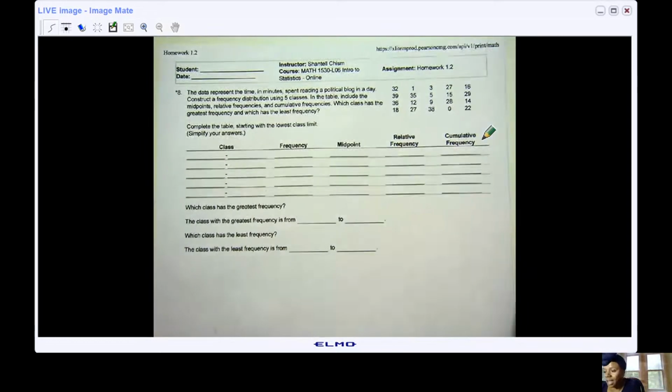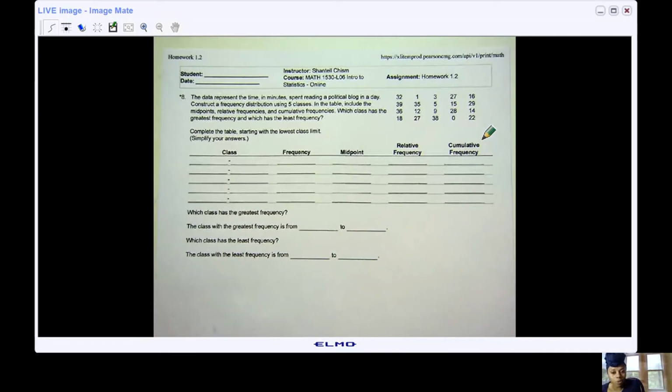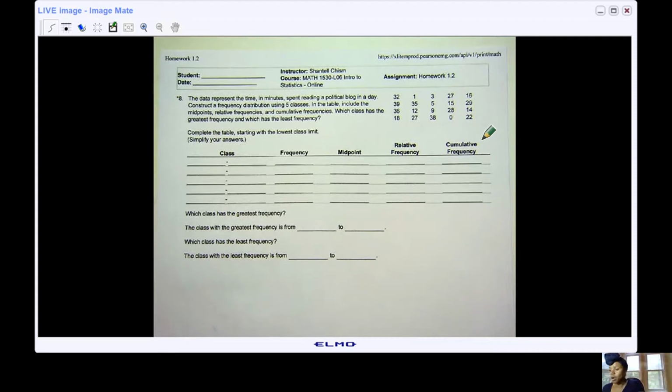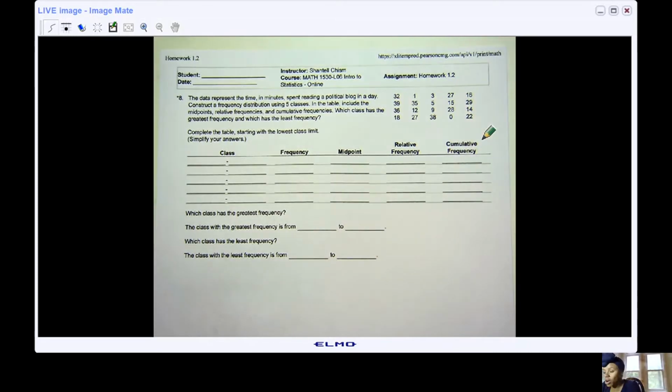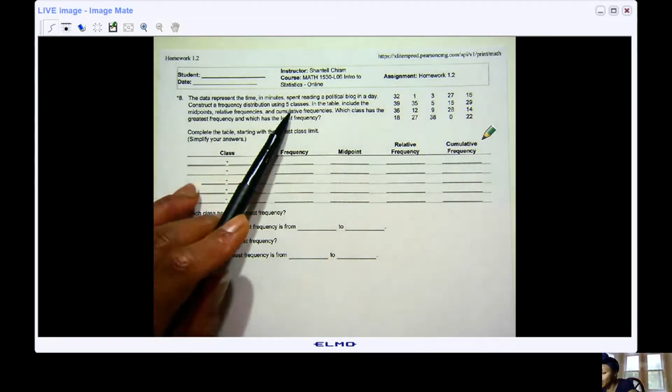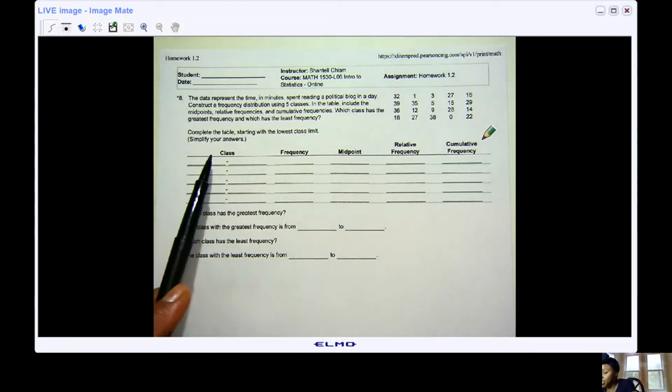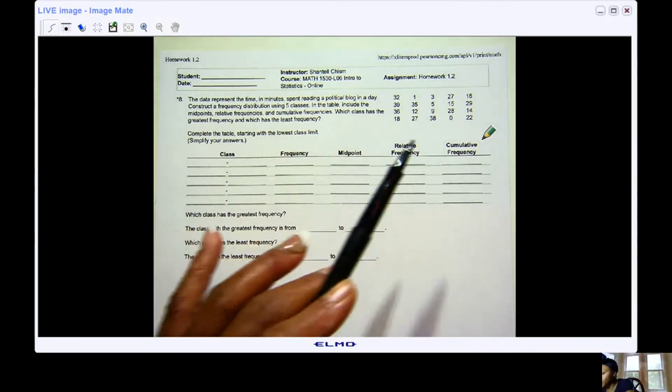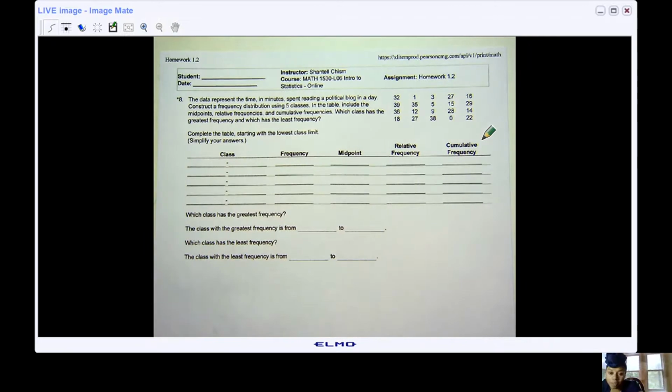Okay. And here's the last one that I wanted to work from 1.2. This is number 8. So on this problem, we actually have to construct the entire frequency distribution. On the previous problem, we had the classes given, and we had the frequencies given. This particular problem, all we have is the data set, and we are to find the classes. We're told how many classes we're using. And then for each class, we'll find the frequency, the midpoint, the relative frequency, and the cumulative frequency.